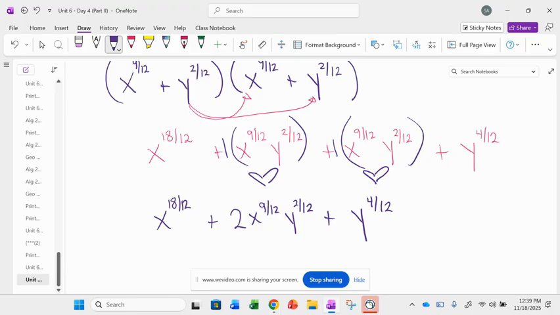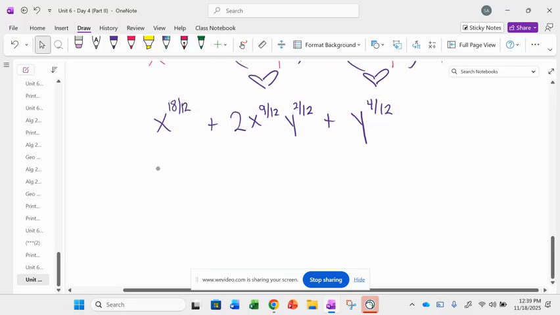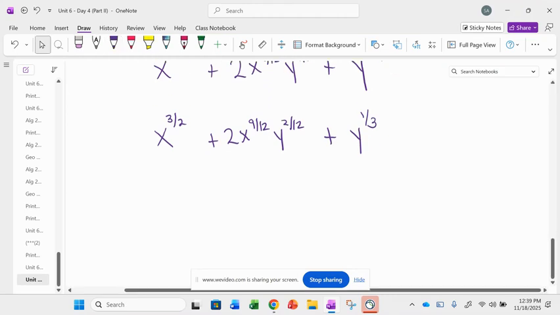But what I'm going to do here, x raised to the 18/12 and y to the 4/12, I'm going to simplify those exponents. So 18/12 can simplify down to what? Good. I could divide top and bottom by 6, so we get 3/2. And then y raised to the 4/12 can simplify down to 1/3, right? So now we have to write this as a radical because remember I told you all the answers are going to be in radical form.